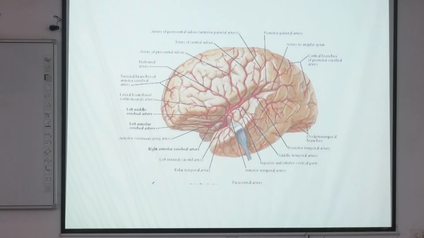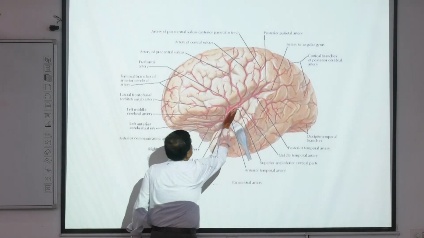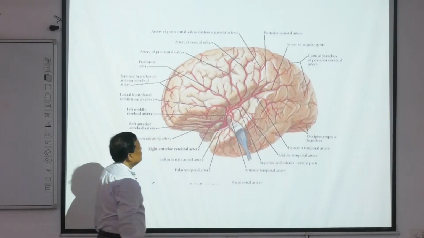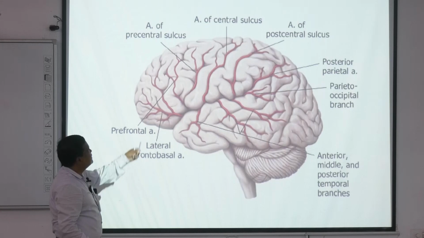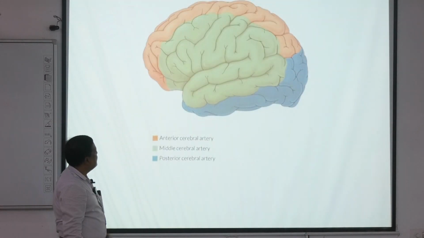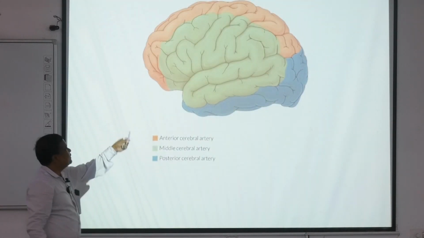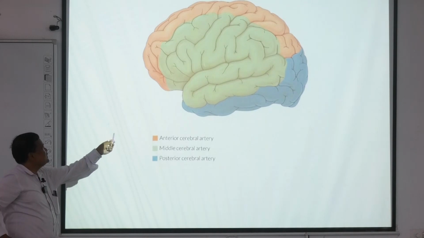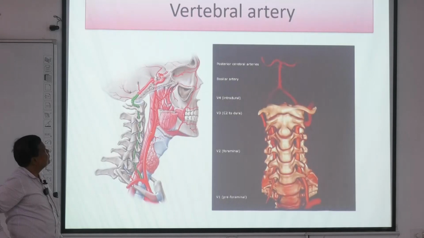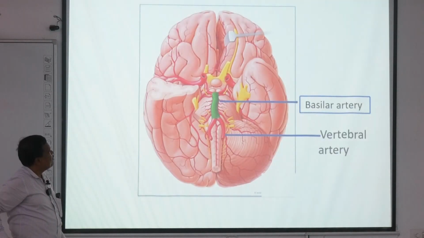Middle cerebral artery. This is the middle cerebral artery supplying the superior lateral surface. This is the territory supplied by the anterior cerebral, middle cerebral and posterior cerebral artery. Skip this, move on.